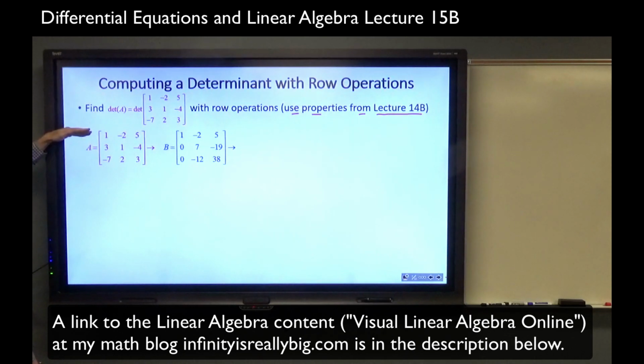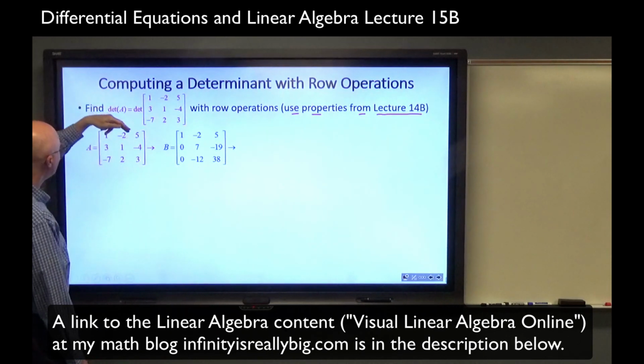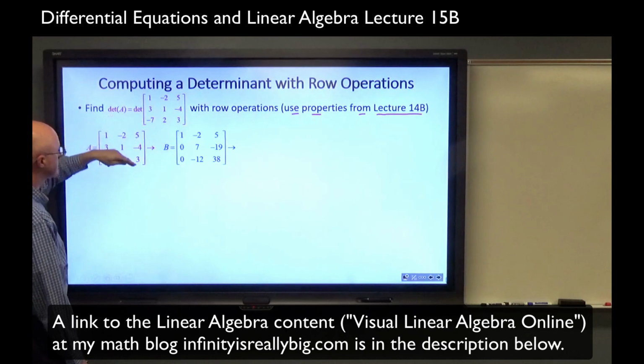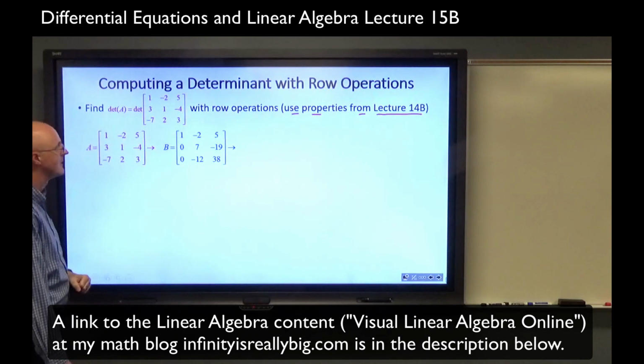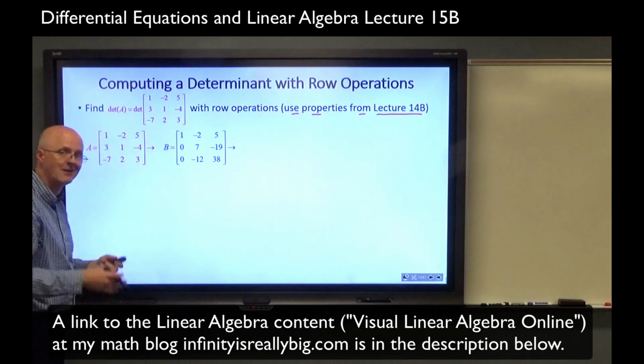Now multiply row 1 by +7 and add it to row 3, putting the answer in row 3. 1 times 7 is 7, plus -7 is 0. -2 times 7 is -14, plus 2 is -12. And 5 times 7 is 35, plus 3 is 38. Again, those are row replacement operations. The determinant of these two matrices are the same.